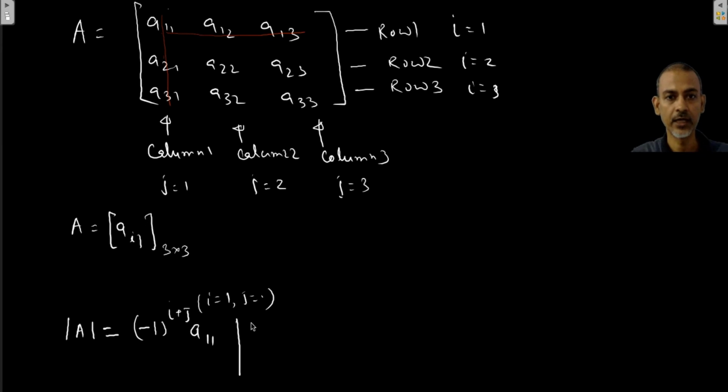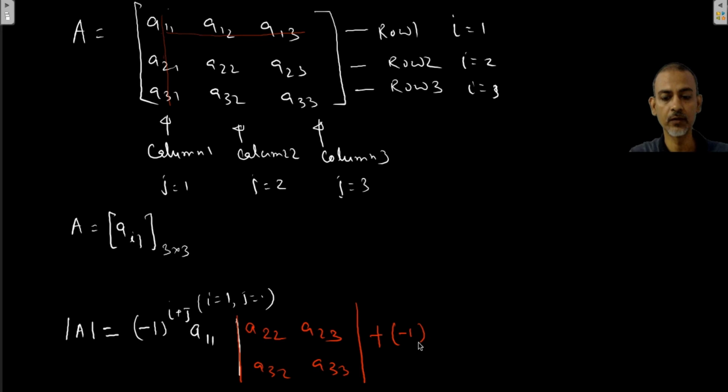So you will have to write A22, A23, A32, and A33. So this will be your first part. Then the second part would be plus minus 1 to the power i plus j. If you take this part, what will be your i? Your i will be 1, and your j is 2. So this is 1 plus 2.